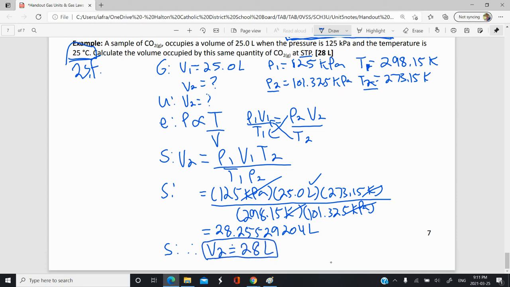And so our volume actually increased because, yes, we decreased the temperature, which would decrease our volume, but we also decreased the pressure. And when you decrease the pressure, that increases your volume. So that overcame the decrease in temperature at the same time. So we have our volume is equal to 28 liters in that situation there.